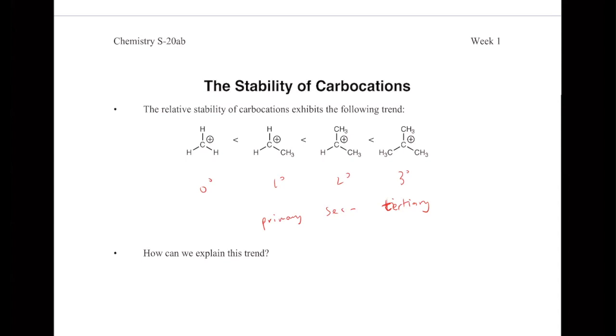And the simple explanation why tertiary is more stable than secondary than primary is because the methyl group or the alkyl group is electron donating. So basically R is electron pushing or electron donating, which will stabilize the carbocation. So let's first accept this. But how to explain why R is electron donating? This is something called hyperconjugation.